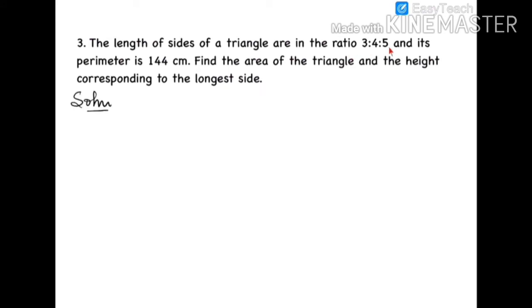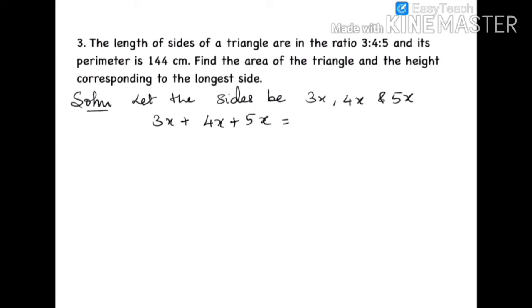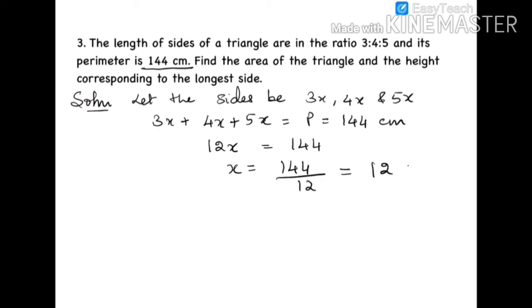Since the sides are in this ratio, we can assume a common factor and say that let the sides be 3x, 4x and 5x. So, sum of these sides should be equal to the perimeter and that is given as 144 centimeters. On adding the left hand side, we get 12x equal to 144 centimeters. So, x is equal to 144 divided by 12. So, x is equal to 12 centimeters.